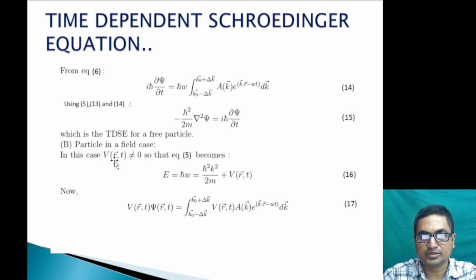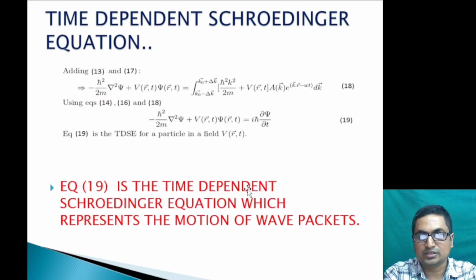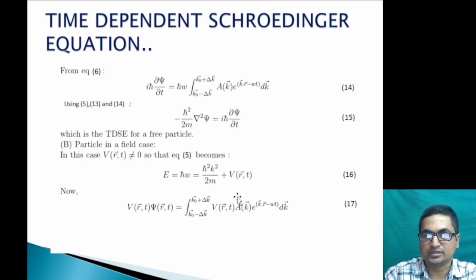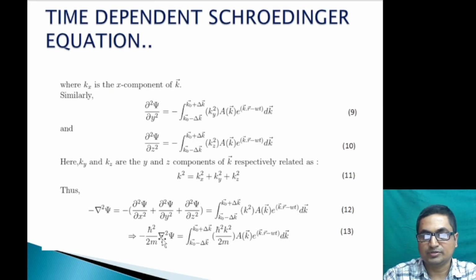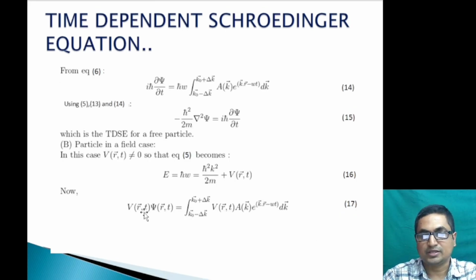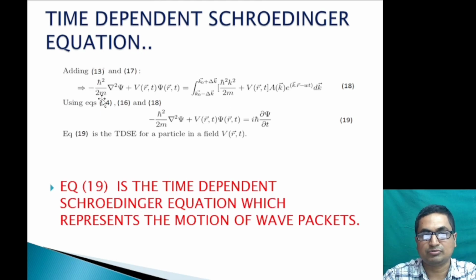So since now potential is present here, the total energy is equal to h bar omega is equal to h bar square k square by twice m plus V(r,t). V is simply the potential. Now, since psi(r,t) is already given, we multiply this with V(r,t) and we get equation 17. So the only difference that we get here is that this term is coming here. Next, adding 13 and 17, we get this 17 here, and this is 13 here. The left hand side is this one, 13, and the right hand side is this one. So it leads to minus h bar square by twice m del square psi plus V(r,t) psi equal to this. So within integration, this term will come because it is already there, and now since it is V(r,t), given by equation 17, we'll also include it here, and we'll be left with equation 18 now.